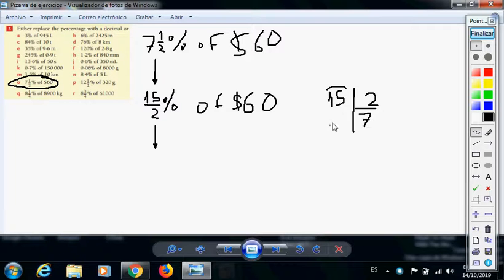7 times 2 is 14 to the 15 is 1. Since I ran out of numbers here, I put a 0 here and a point there. So the number that I need here is a 5. 5 times 2 is 10 to the 10 is a 0, and that is the end of the division. So 15 halves percent is the same as saying 7.5% of $60.